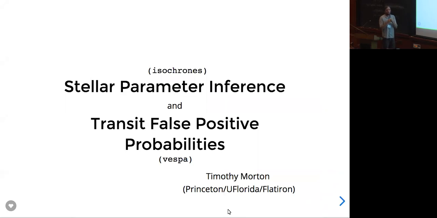So I ran a little bit long with my first talk, so I'll steal that time for myself because this is going to be a lot shorter. I'm just going to give a very quick overview of the software packages that I put together to do the false positive analysis that I explained earlier. These are really two Python packages called Isochrones and VESPA. They work together. VESPA requires Isochrones, but you could use Isochrones by itself also.